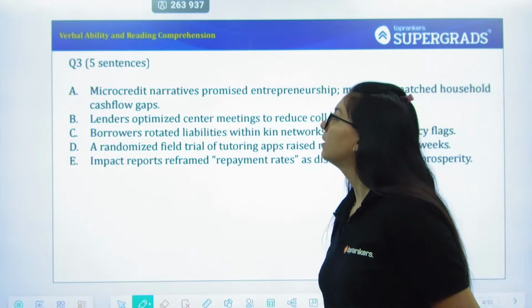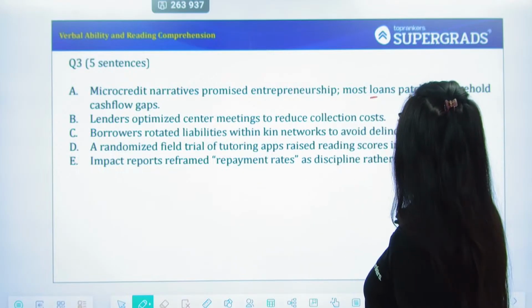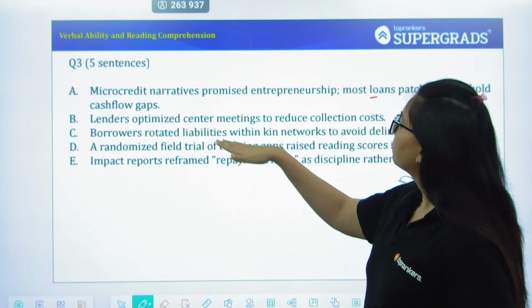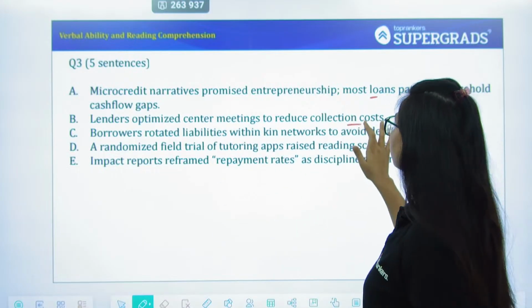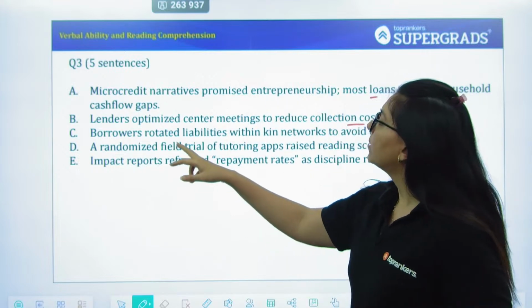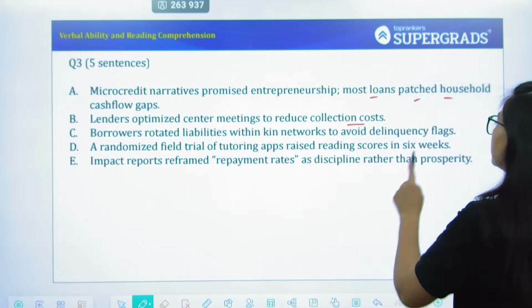Let's see. Microcredit narratives promised entrepreneurship. Most loans patched household cash flow gaps. Lenders optimized center meetings to reduce collection cost. It still looks like some sort of cash flow. Borrowers rotated liabilities within kin networks to avoid delinquency flags.